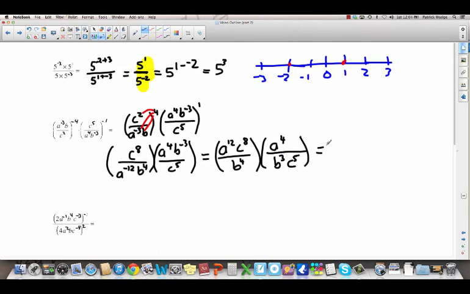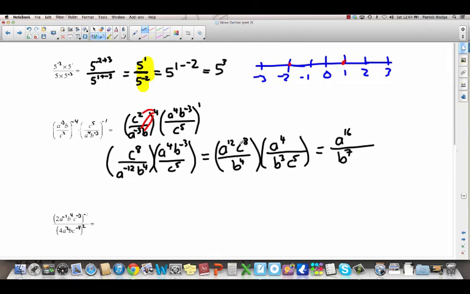Okay, we're pretty much ready to finish this off. Let's look for our a's. We're multiplying along the top here. So we have a to the 12th, and we're multiplying by a to the 4th. What do you do to the exponents? You add them. So you have a to the 16th. Forget about the c for a second. In the bottom, you have b to the 4th times b cubed. What do you do to the exponents? You add them. You get b to the 7th.